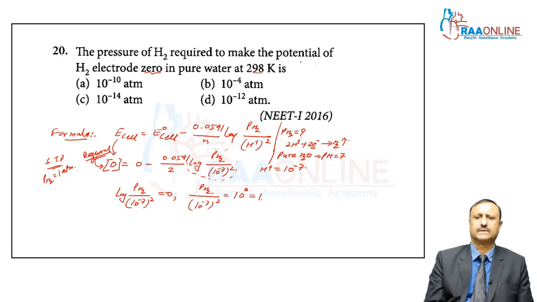So, my dear students, here pH2 equals 10 to the power minus 14 into 1. So, your answer is pH2 is 10 to the power minus 14 atmosphere. Question number 20, pH2 is equal to 10 to the power minus 14 atmosphere pressure. So, you get the answer for question number 20. Now, we can see here question number 21.